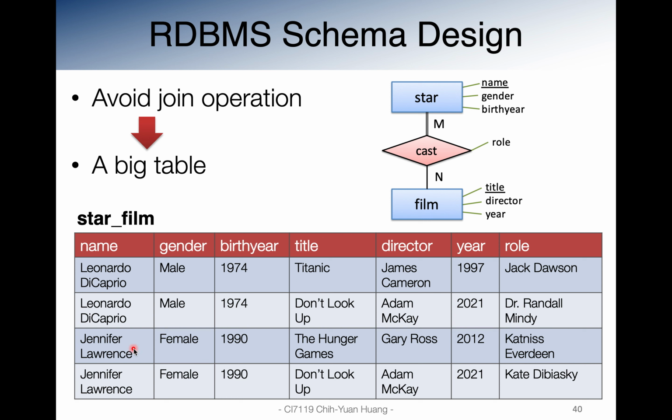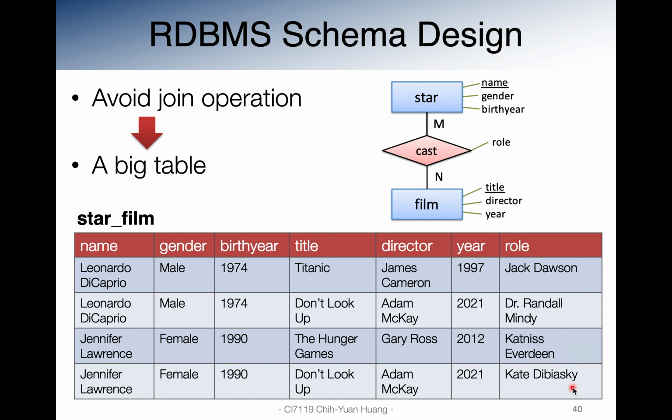The third one is Jennifer Lawrence, and the fourth one is also Jennifer Lawrence, and of course the gender is female and the birth year is 1990, and the films are different over here. One is The Hunger Games, and the other one is also Don't Look Up, and so they have different directors and different years and different roles: Katniss Everdeen and also Kate Dibiasky over here.